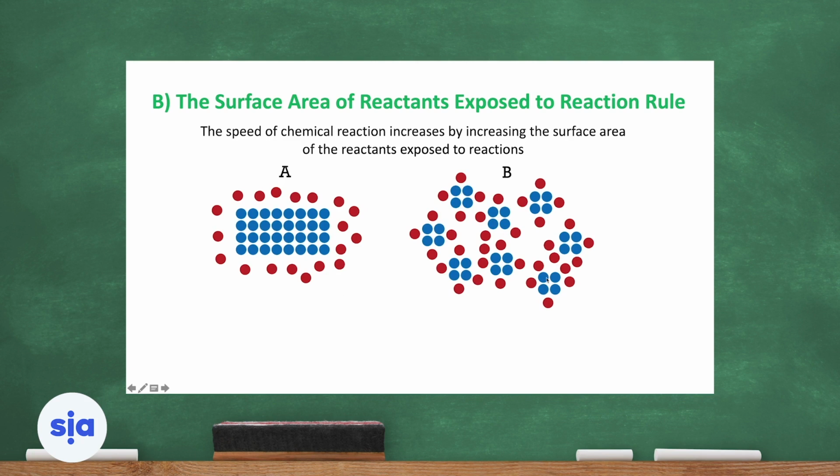In picture A, the surface area is less than picture B. Here the surface area is larger, so more molecules are exposed to the reaction. So the rule says that the speed of chemical reaction will increase by increasing the surface area. This means that in picture B, the reaction will be faster.